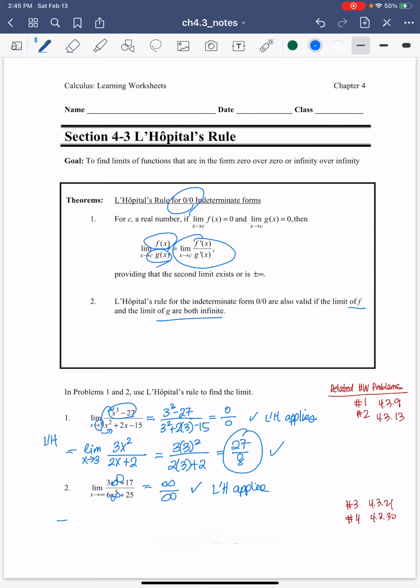So here's where actually the problem begins. I'm going to take the derivative of both top and bottom function. That's what the L'Hopital rule is. If I take the derivative of top, I'm going to get 3 times 4, because 4 comes down, power rule. So 12x cubed, 17 is just a constant, so 0. And I'm going to get 30x to the fourth power.